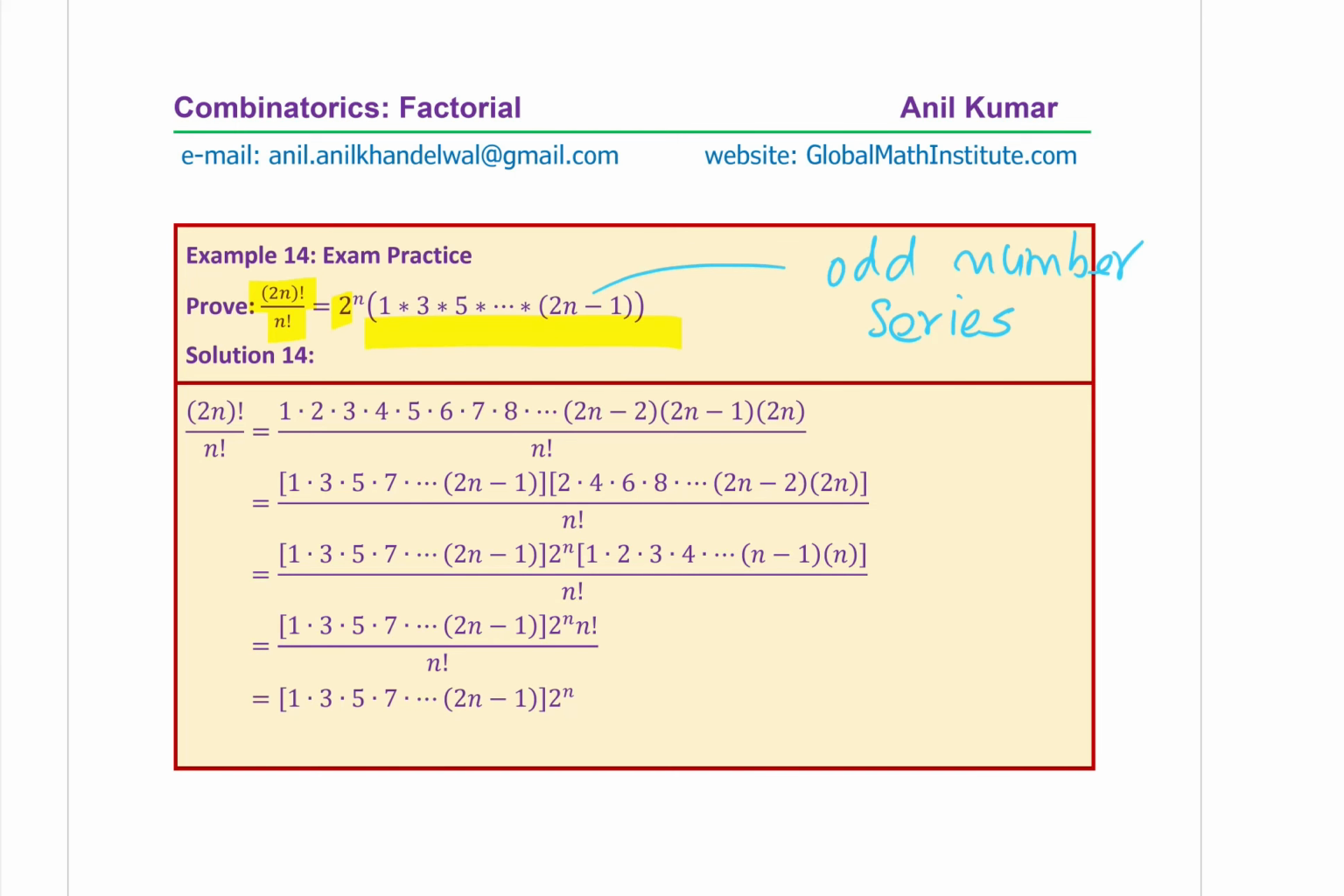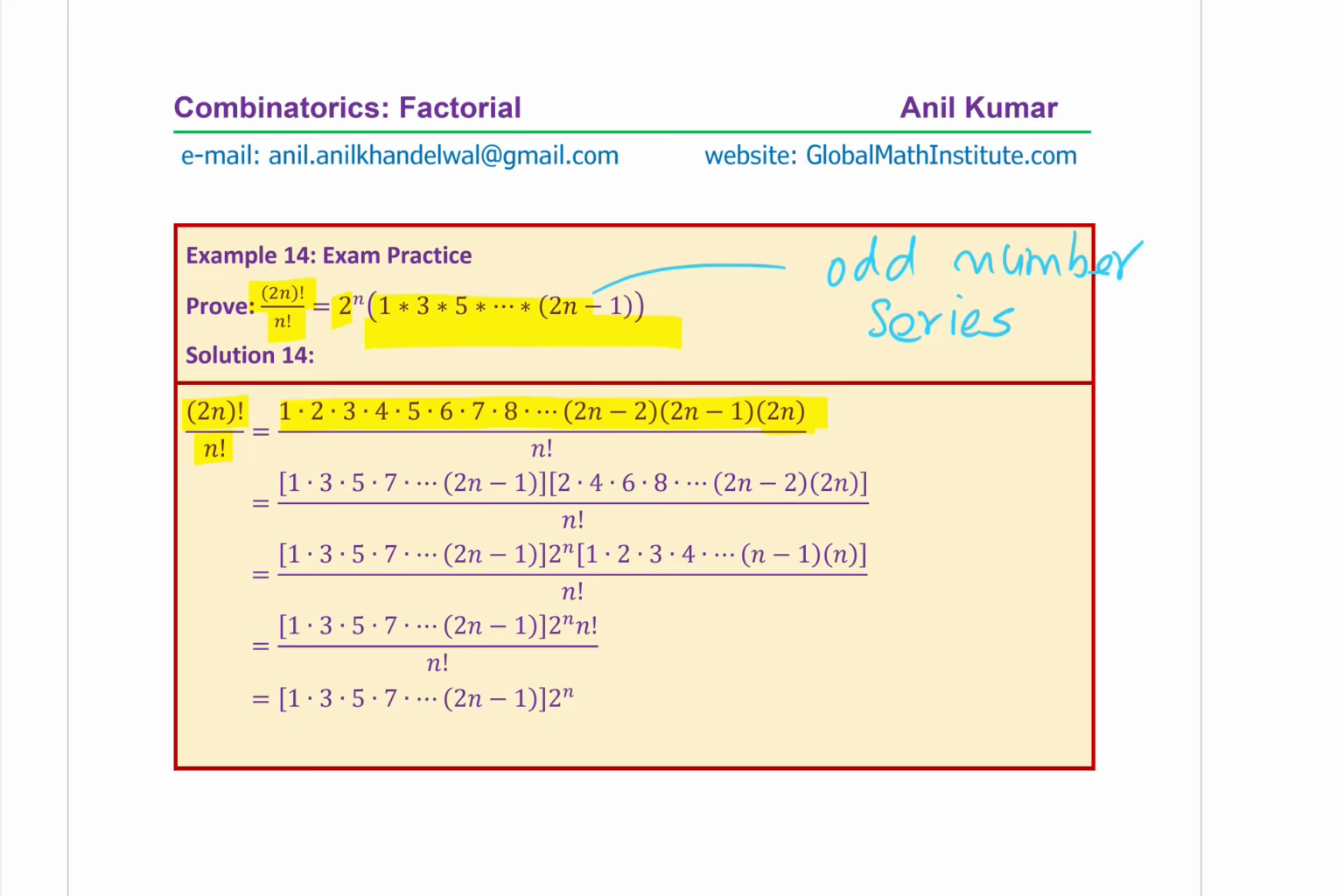Very important note. And we have a power of 2 and then 2n factorial over n factorial. So let us see how to prove this. We begin with the left side, which is 2n factorial over n factorial. When we have 2n factorial, then 1, 2, 3, 4 will go up to 2n, right? So up to 2n. Now what should we do?